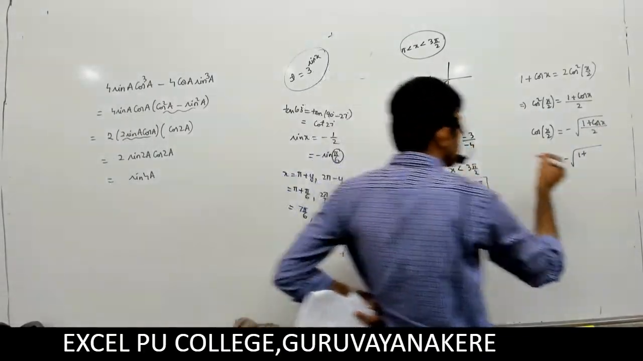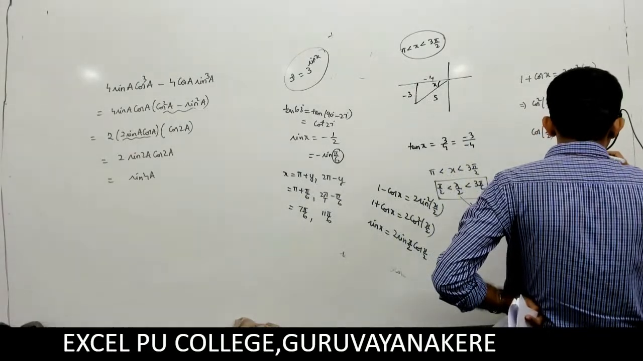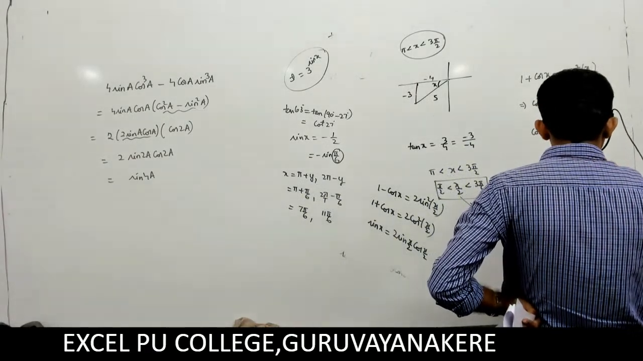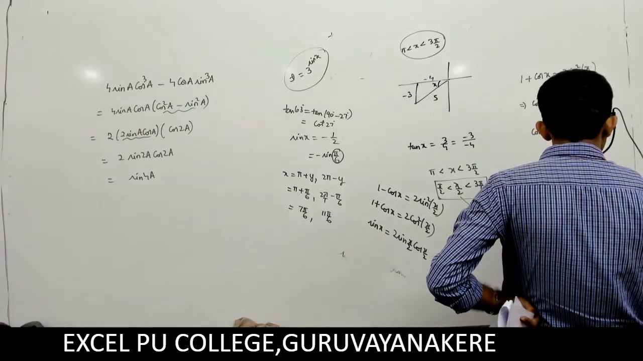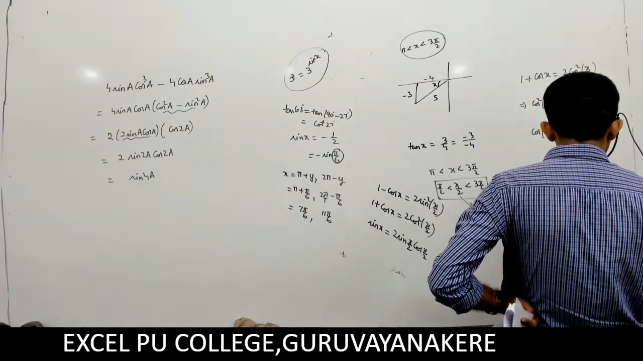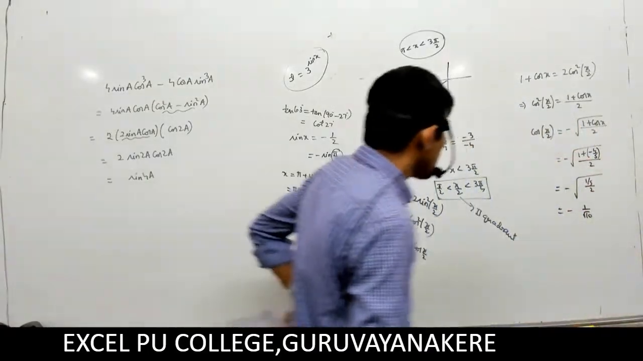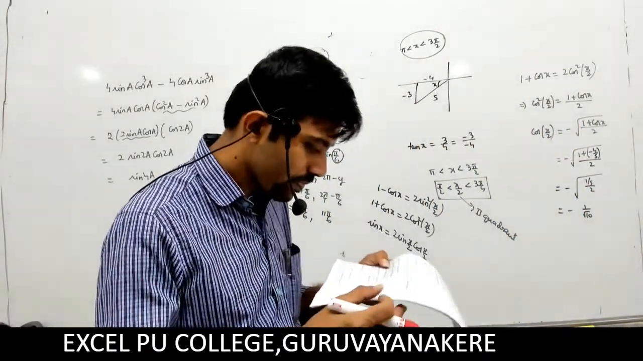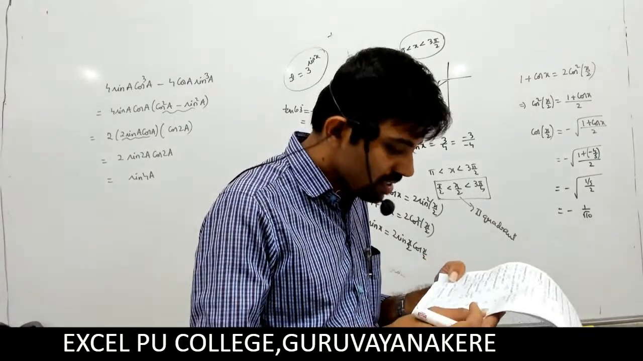Adjacent by hypotenuse. Cos x by 2 is minus root of (1 minus 4 by 5) divided by 2. That is minus root of 1 by 5 divided by 2, which is equal to minus 1 by root 10. Cos x by 2 is minus 1 by root 10. So the required answer is the first option.